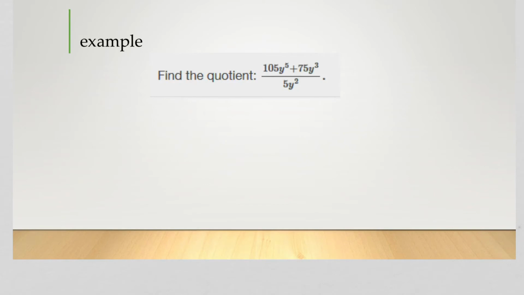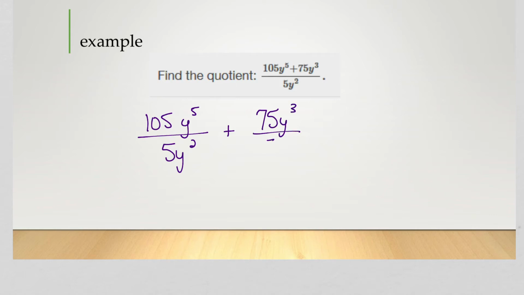All right, let's do another one. So 105y to the 5th divided by 5y squared plus 75y to the 3rd divided by 5y squared. Okay, so let's do the math right here. 105 divided by 5. 5 goes into 10 twice. 5 goes into 5 once. So this would be 21.